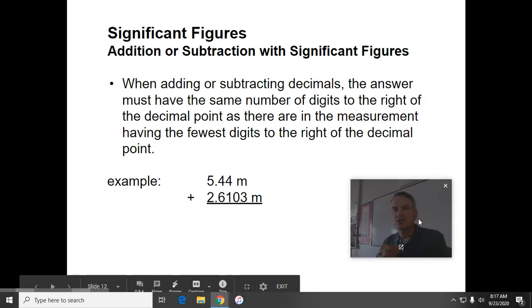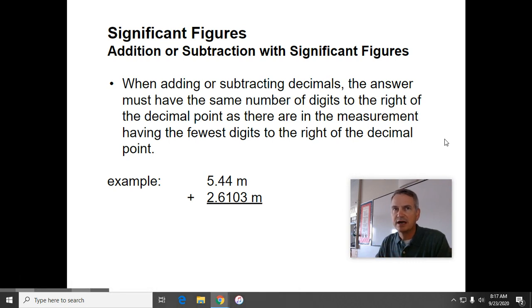All right. So there are a couple of different rules when we're doing calculations using significant figures. So in a lab, when you're doing math and you're using measurements, how do we do this? Well, when you're adding or subtracting, they all follow the same type of rule. When adding or subtracting decimals, the answer must have the same number of digits to the right of the decimal point as there are in the measurement having the fewest digits to the right of the decimal point.